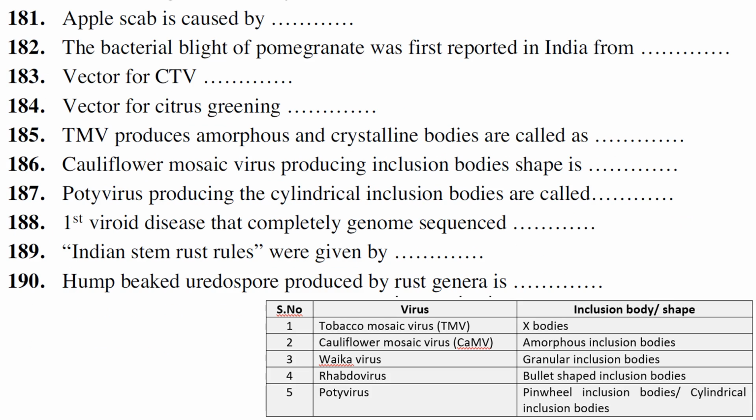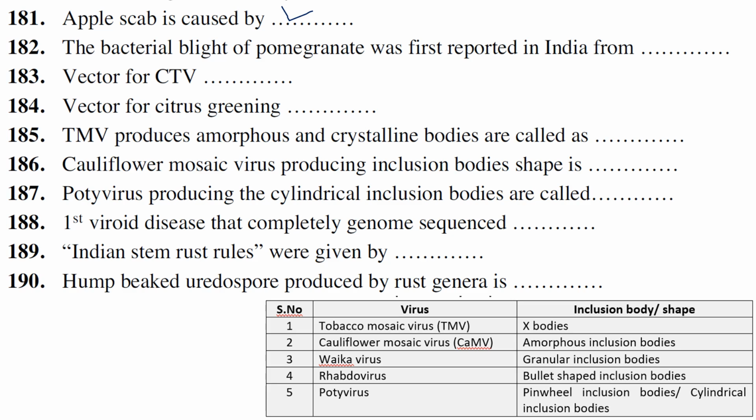Apple scab is caused by Venturia inaequalis, this pathogen, okay? Venturia inaequalis. The bacterial blight of pomegranate was first reported in India from IARI, Indian Agricultural Research Institute, one of the research stations near New Delhi only. It was discovered by Hingorani and one more man in 1952 probably. They first discovered the bacterial disease.